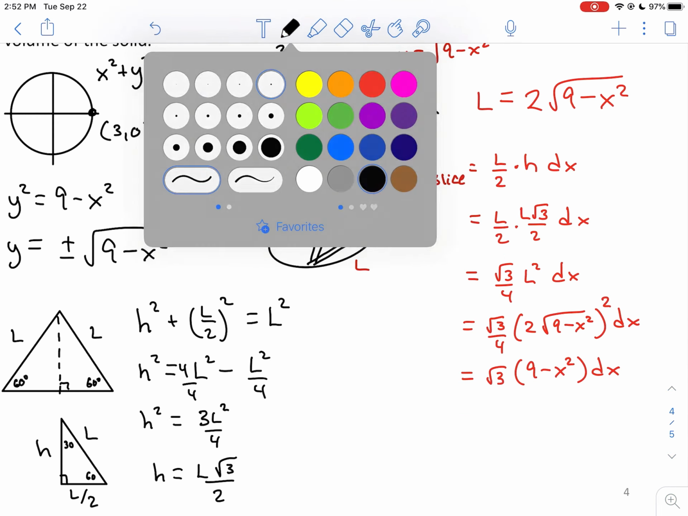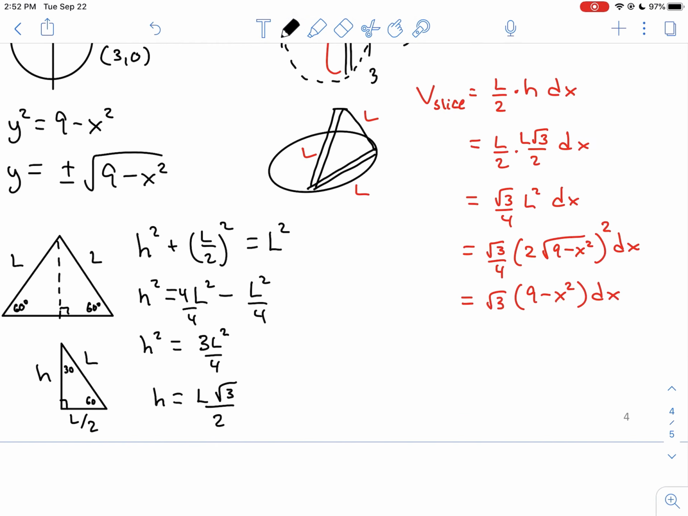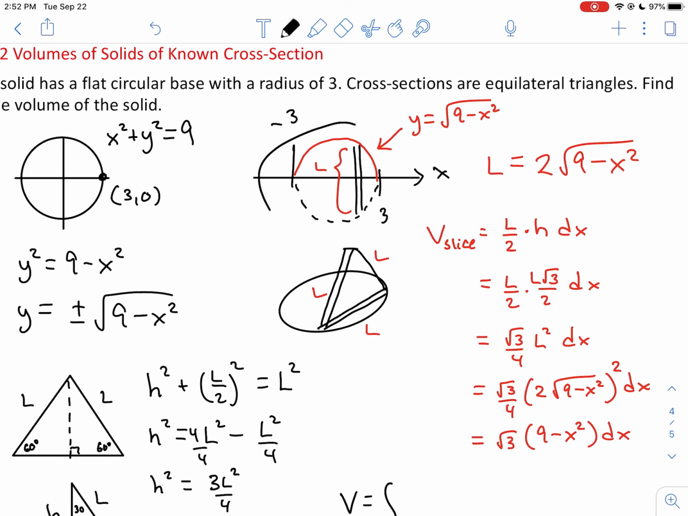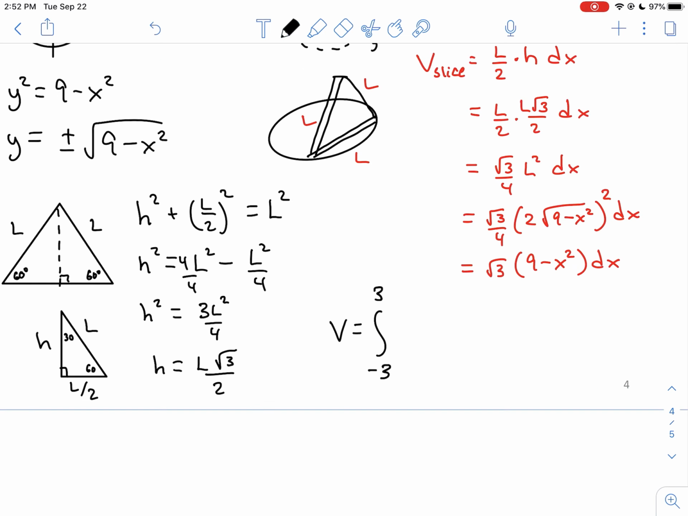I'm going to finish this problem using Desmos as an integral calculator, so the total volume of this solid will be an integral. So I look back up to this image here, right? I'm integrating -3 to +3, and then we put the volume of the slice formula that we just determined, which is radical 3 times 9 minus x squared in parentheses, dx. Okay, this will do it.